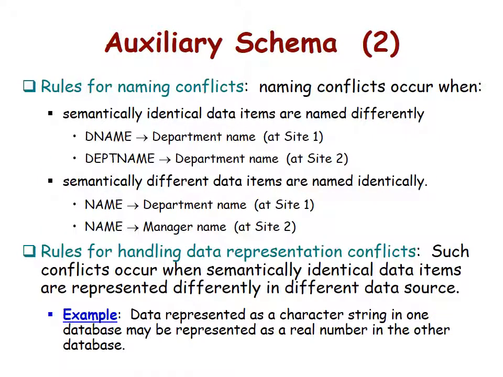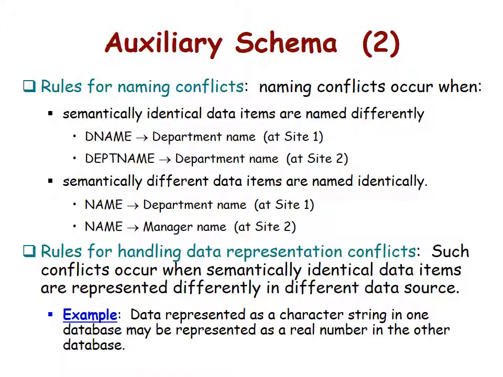Rules for naming conflicts are necessary because different locations may use different names for the same concept. As an example, dname and deptname are used at 2 different locations to refer to department name. In this case, semantically identical data items are named differently. In another example, Site 1 might refer to department name as name, but name refers to manager name at Site 2. So in this case, 2 semantically different data items are named identically.